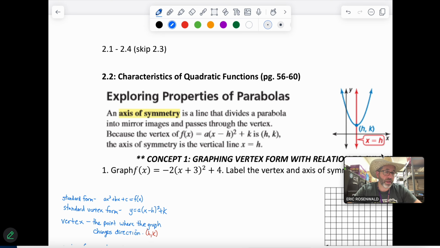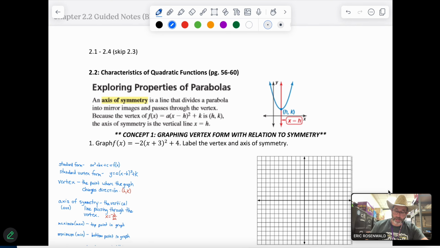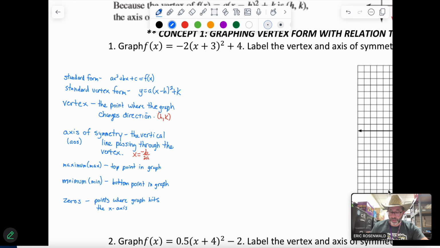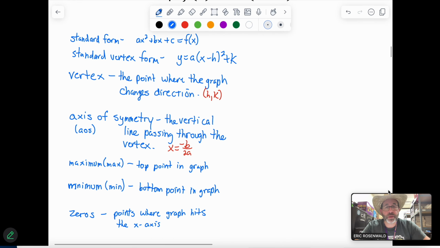Let's move me out of the way as usual. All right, so let's get started. In this unit, we have a lot of definitions, a lot of new terms that we're working on. The first one is the standard form of a quadratic, that form ax squared plus bx plus c, because quadratics have that square in it. The standard vertex form is the same equation, but rewritten and modified so that y is equal to a times x minus h squared plus k.